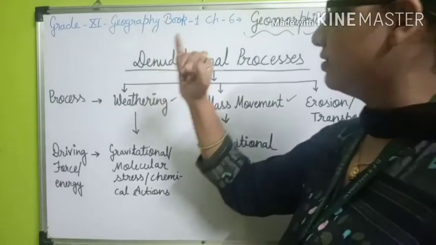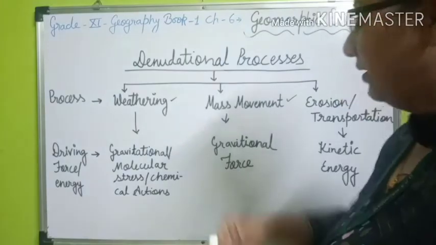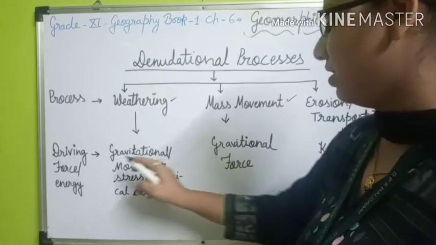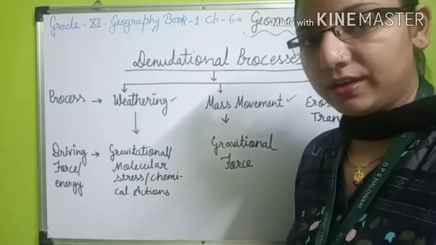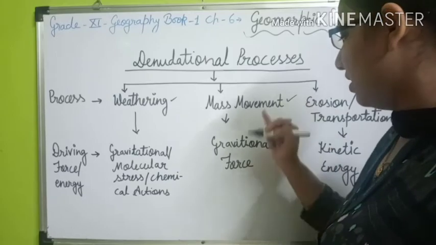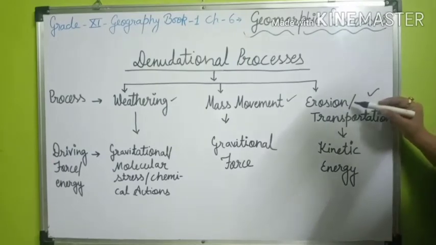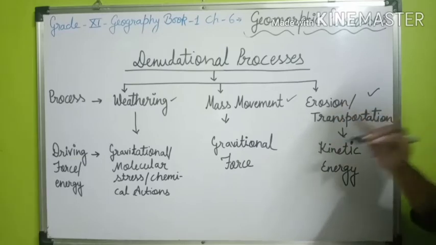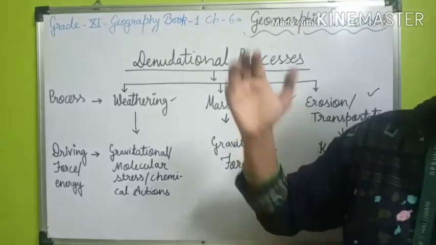So students, the forces or the driving forces or the energies are behind the processes. Behind the weathering, there are the gravitational, molecular stress, or the chemical actions. Okay, and if you will see the mass movement, behind the mass movement there are the gravitational forces, and as well if you will see the erosion or the transportation, the kinetic energy is behind the erosion or transportation process.